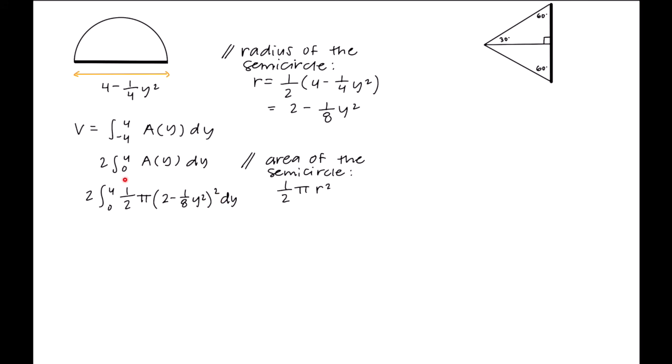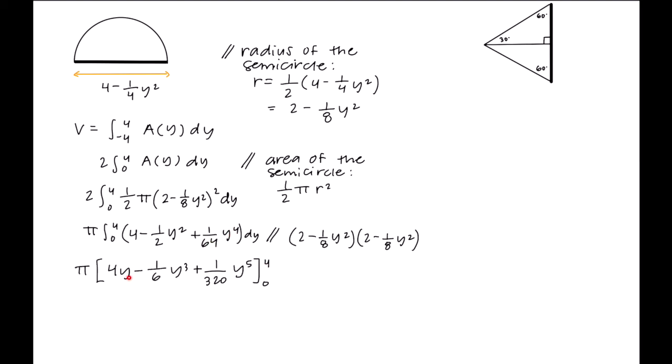All right, at this point, this 1/2 we'll bring to the front, and then those 2's are going to cancel, and then we're going to pull the pi to the front as well. Next, we're going to FOIL this. So when we FOIL, we get 2 times 2 makes 4. For the outer term, we get -1/4 y squared, and for the inner term, we also get -1/4 y squared. So -1/4 y squared and another -1/4 y squared makes -1/2 y squared. And to get the last term, we multiply these together, and we get +1/64 y to the 4th. And now we're ready to integrate.